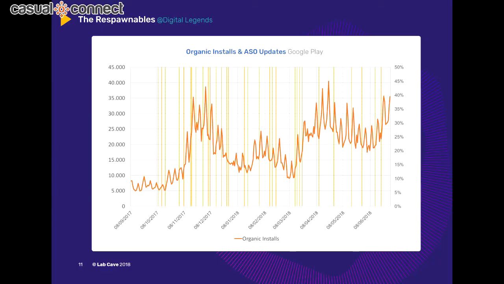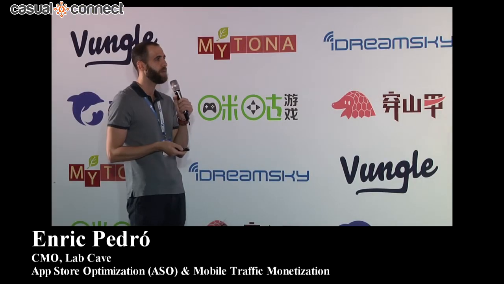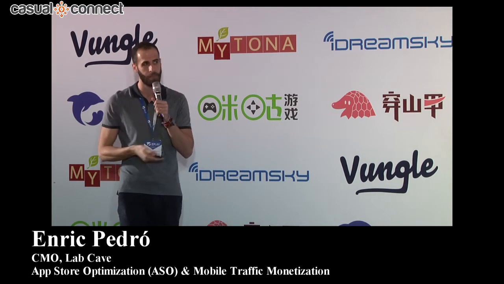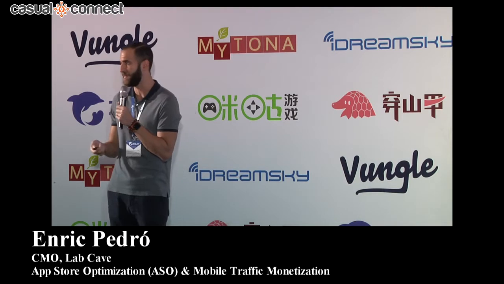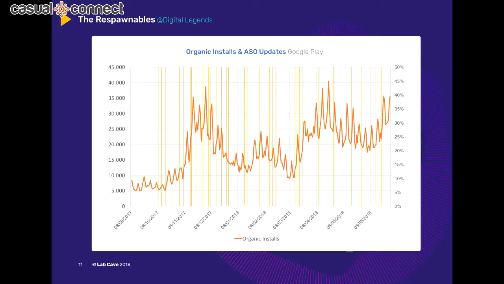I'm going to show you now Google Play. The main difference you will see here is that we have many more yellow lines. These yellow lines are iterations. That is how often we perform an update. And you might wonder, Enric, why do we have so many more iterations on Google Play than on iOS? Well, there's a really simple reason. Google Play has what is called Google Experiments, which allows you to perform changes on your Google Play Store without actually having to update your app.